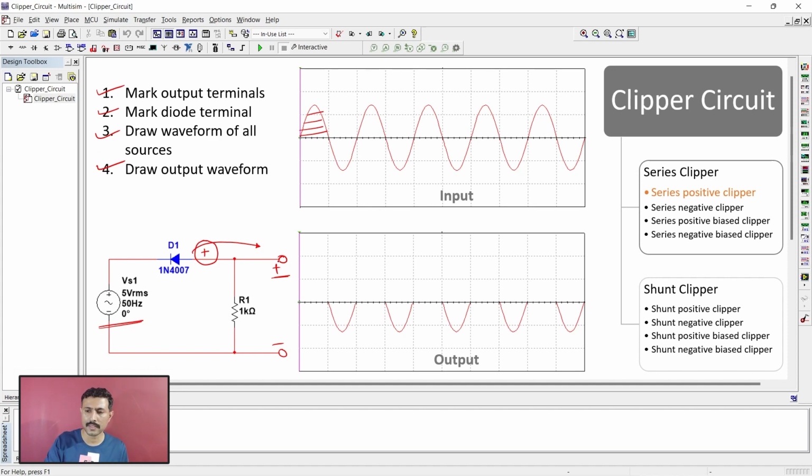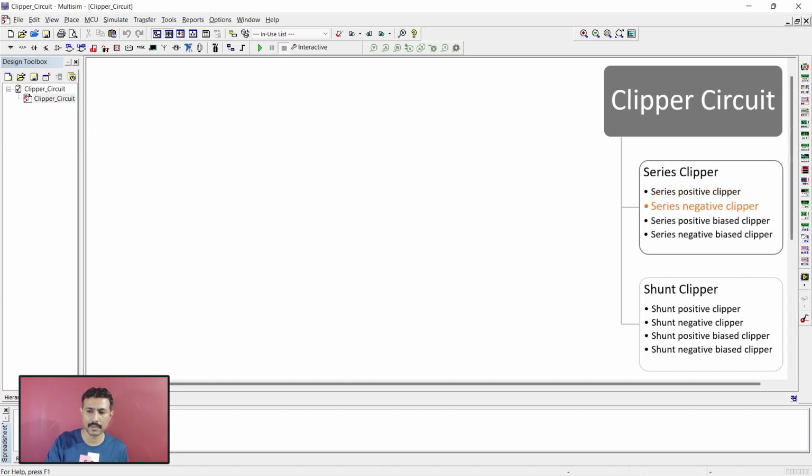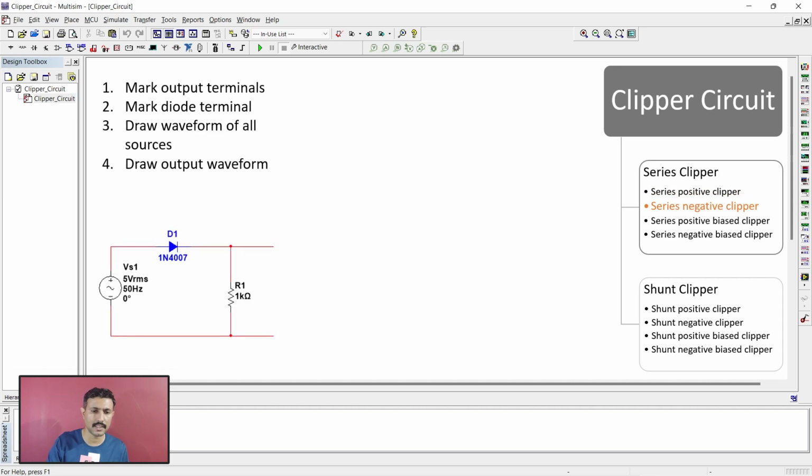Now we'll go for the series negative clipper and we'll follow the same process. This is the circuit and this is our trick. These are the two terminals, positive, negative. Step number 1 over. The diode terminal facing positive terminal of output is negative. Step number 2 is over.